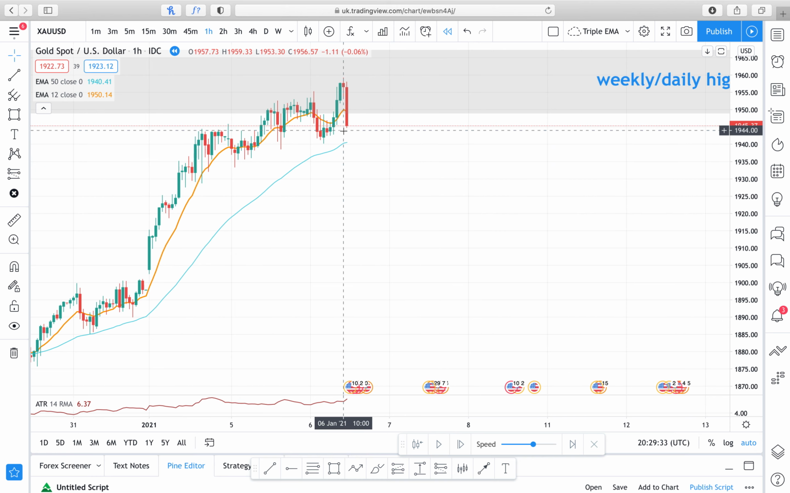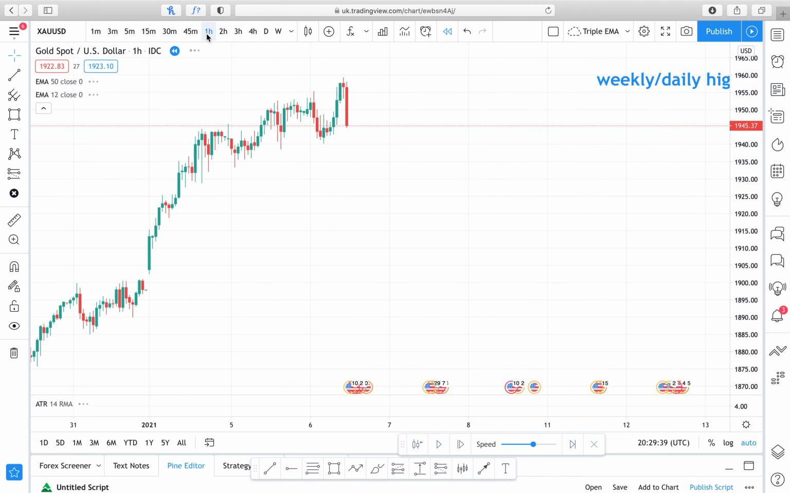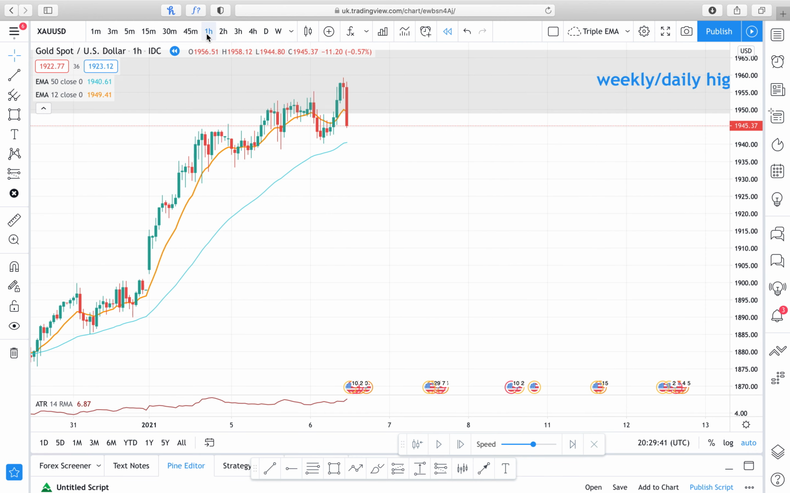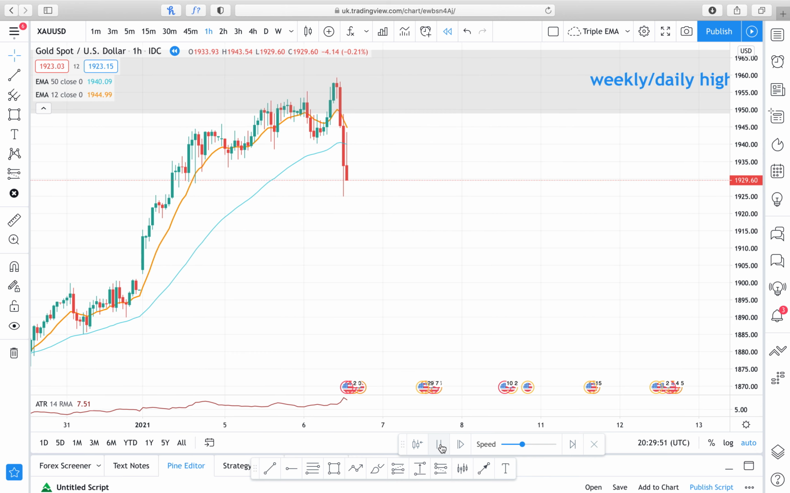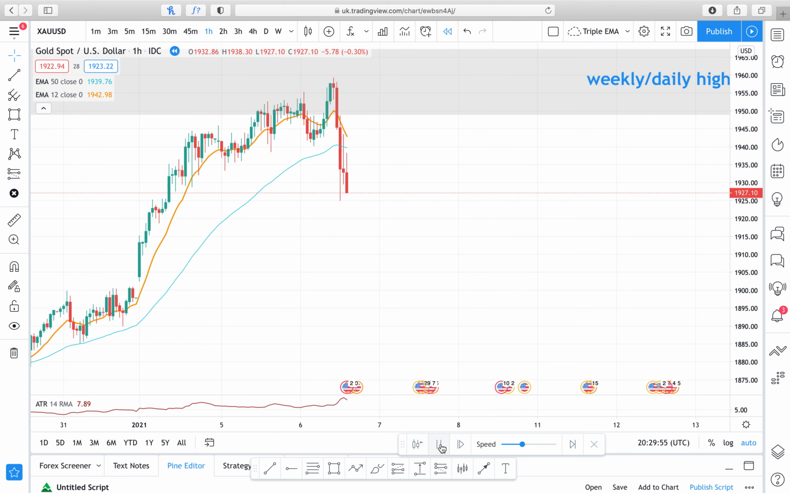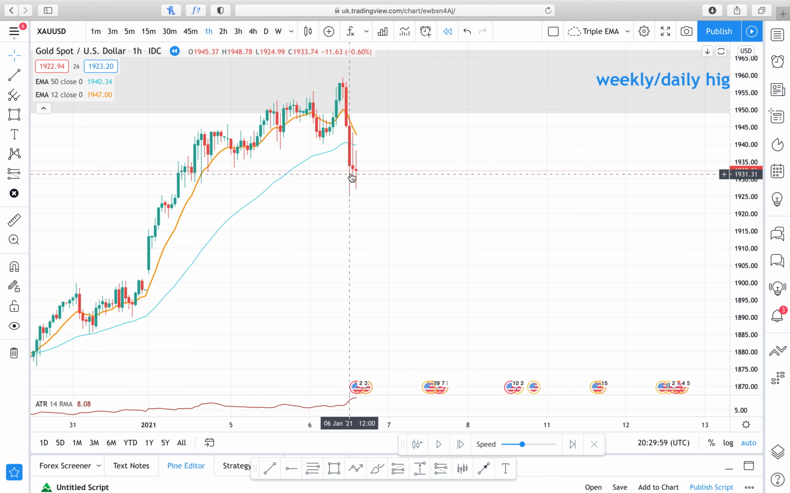Now, I was in a Zoom call and actually missed this area. I would have liked to have got in around this area here, but I missed it because I was in a Zoom call. So I'm going to fast forward a little bit to where I was actually looking at this trade and where I actually entered. I'm just going to fast forward this a little bit for you. I think it's the next one.